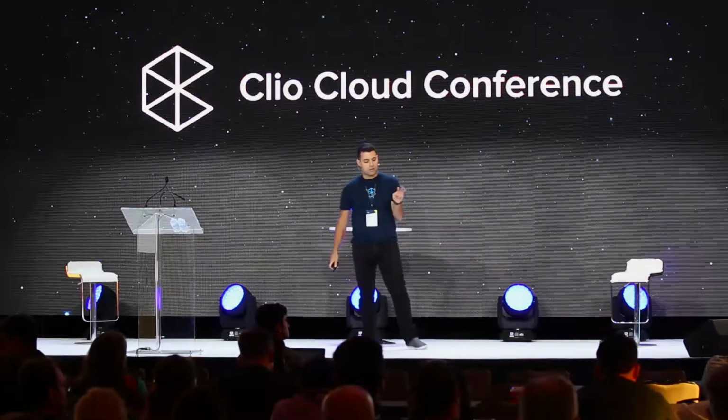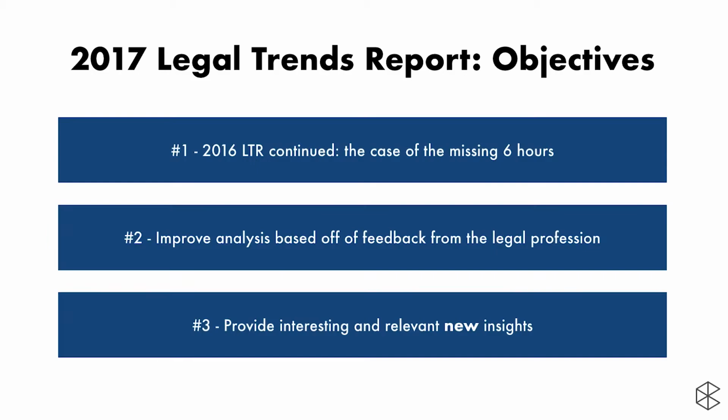OK, so what did we set out to do this year? We had 3 pretty clearly outlined objectives. The first was the case of the missing 6 hours, this utilization rate epiphany we had at the beginning of last year. We wanted to really circle back on that.